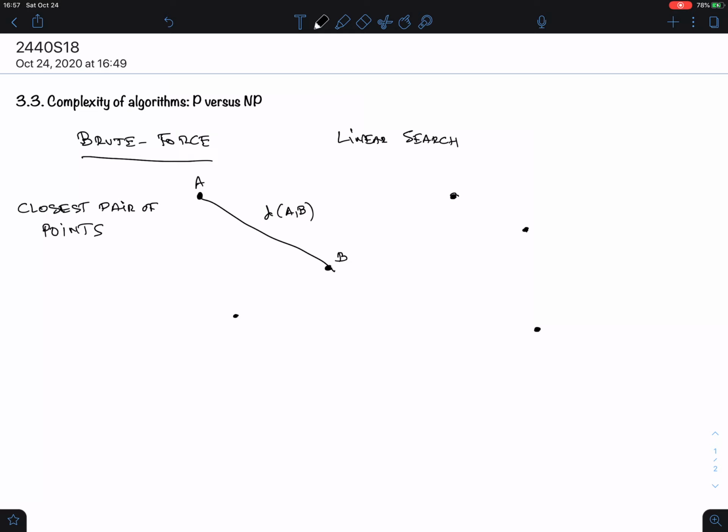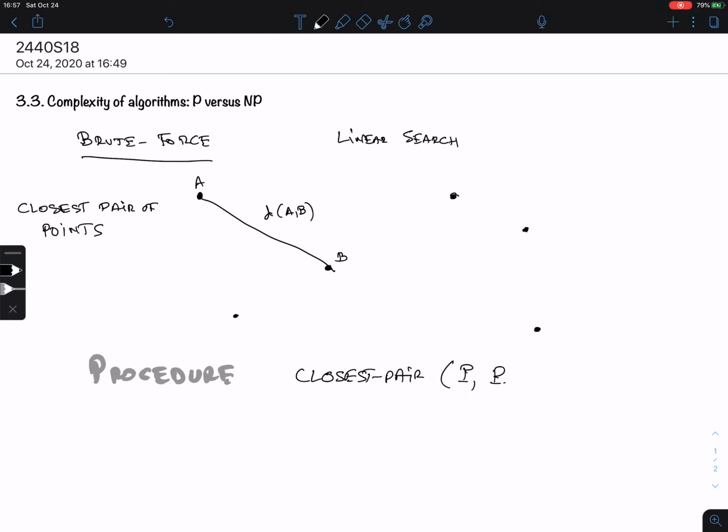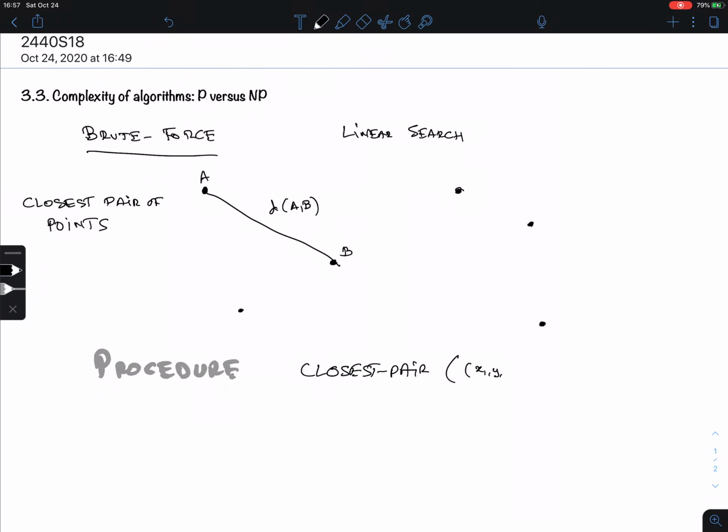So how would the procedure look like? Let me just quickly give the pseudocode for this procedure. I'm just taking that from the book. Closest pair. And so we have points P1, P2. And these points are given to us by coordinates, x and y coordinates. So perhaps we should list it that way. That's also how the book does it. So let me do that. We have the points with coordinates x1, y1, x2, y2, and so on up to xn, yn. So these are points in the plane.